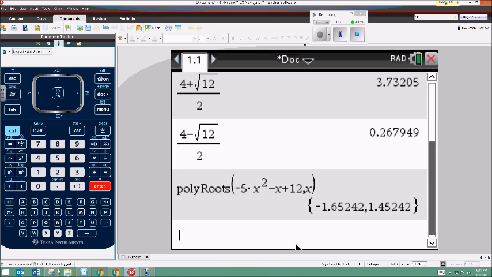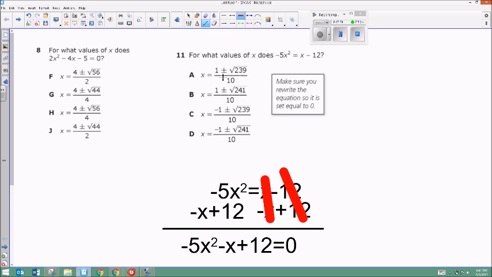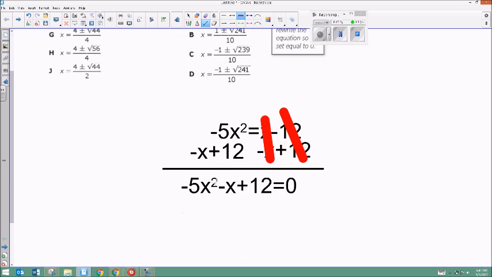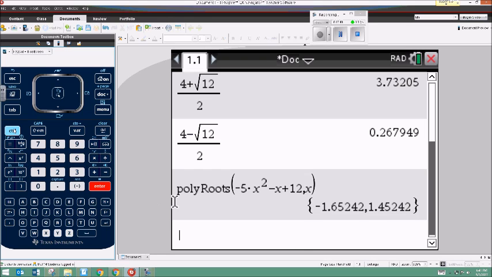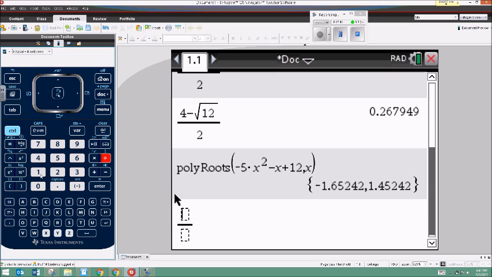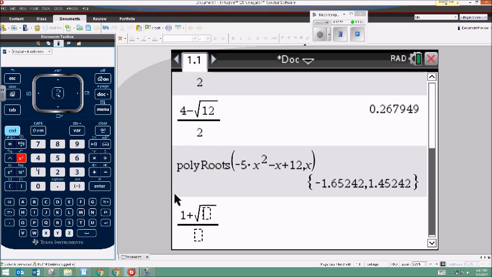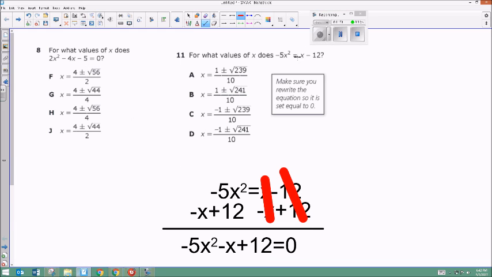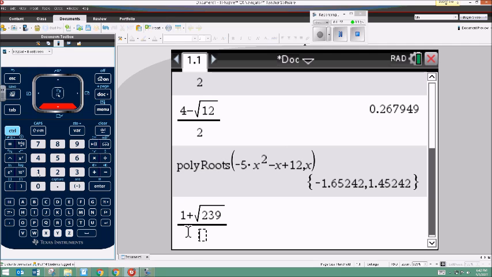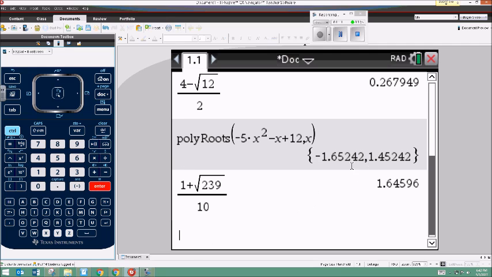So let's see what our answer choices are in this problem. Let's go back and look at our answer choices. It's 1 plus or minus the square root of 239 over 10. All right, so let's try that first. 1 plus or minus the square root of 239 over 10. I'll just use the plus. All right. Looks like we don't have a match. Nope. Let's try another one.